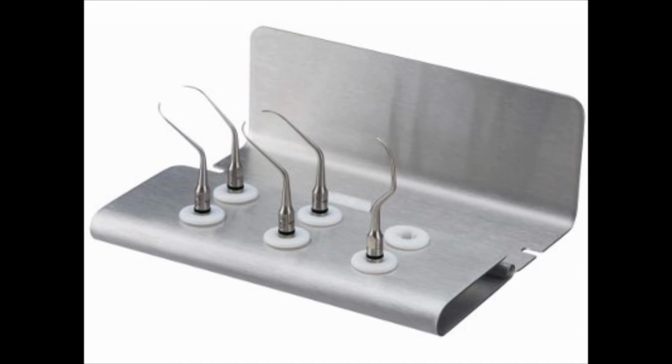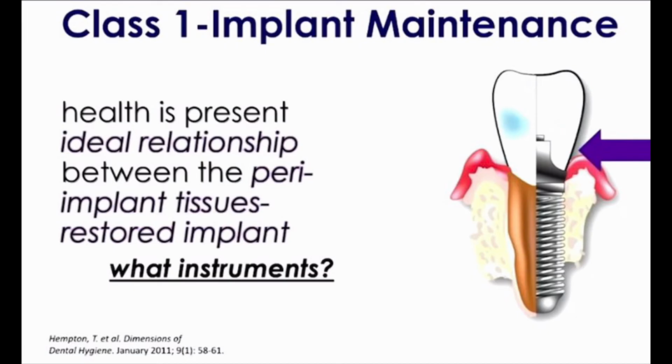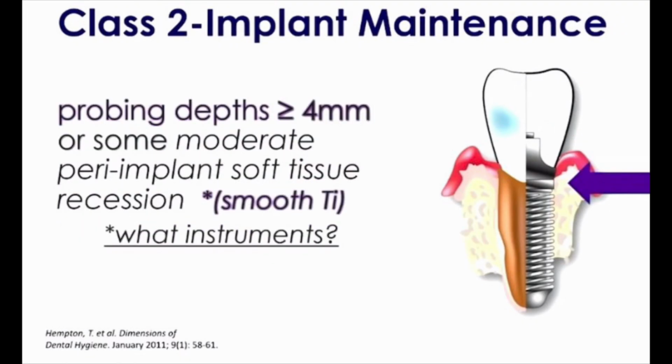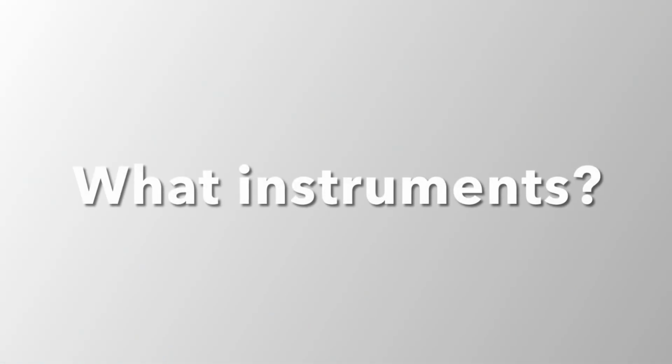The sixth and seventh steps are the Piezon and the check. With the piezo, you would need a specific tip for implants. And after you have completed it, you will need to check if there's any leftover calculus on the implants. What instruments should you use for an implant? You should use titanium or plastic instruments.